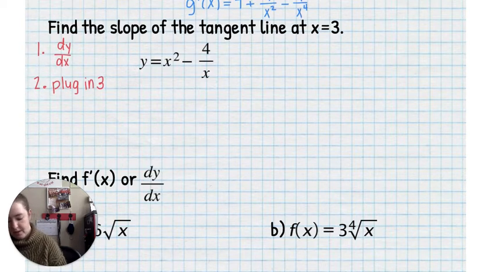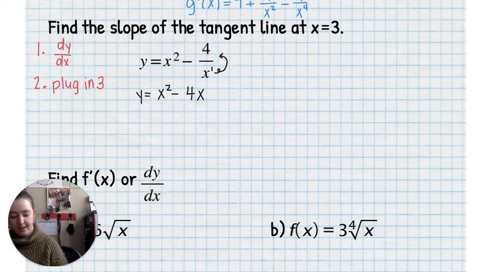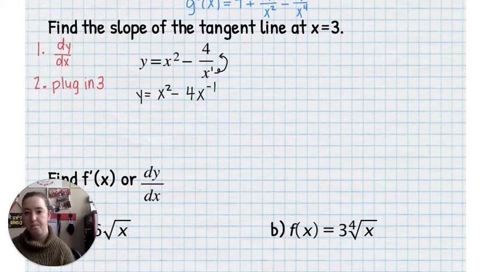Okay. So I'm actually going to rewrite this first as y equals x squared minus 4 over x to the first, but since x is in the denominator, that means I have a negative exponent. So I have 4x to the negative first. All right.